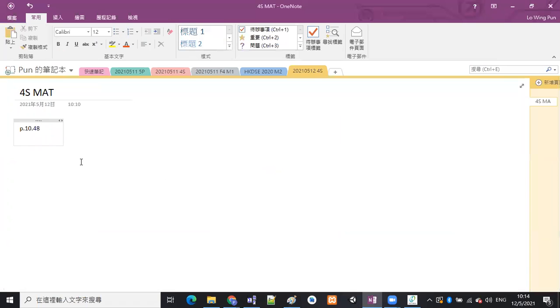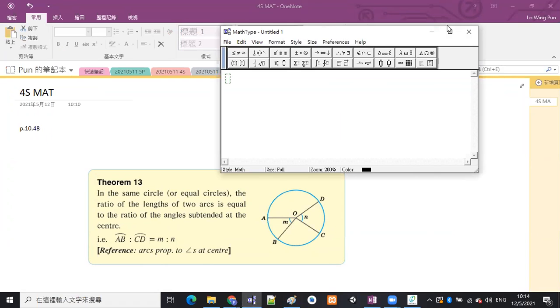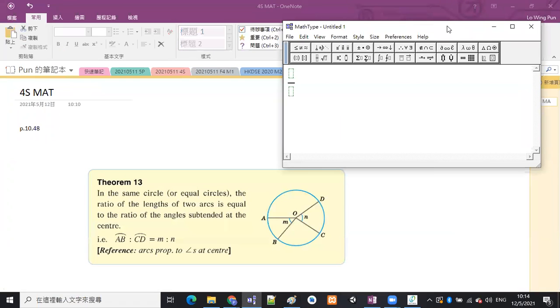So the first one is like this. We have two sectors, sector OAB and sector OCD. Then we can say that the arc ratio, arc AB to arc CD, is equal to the angle ratio, so angle AOB over angle COD. Why is it like this?